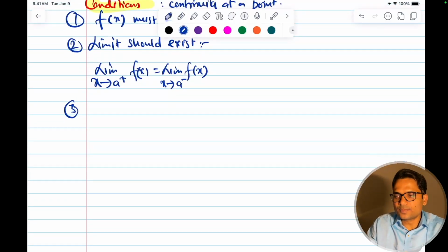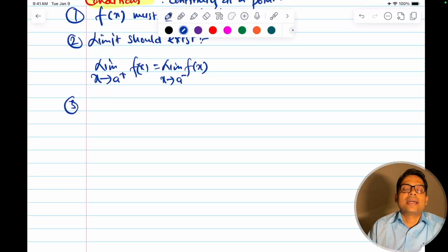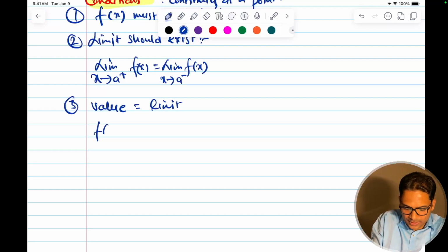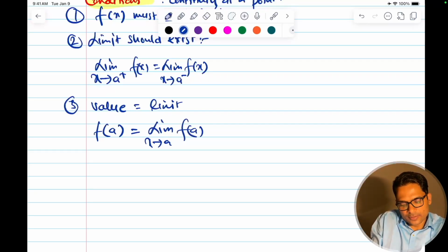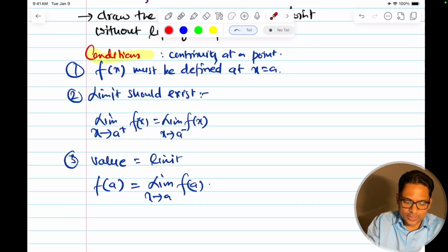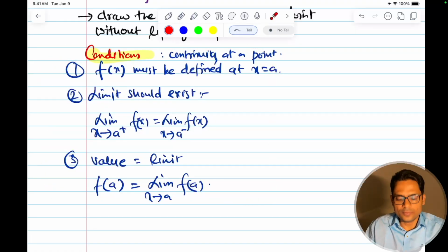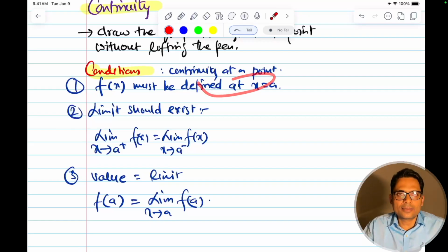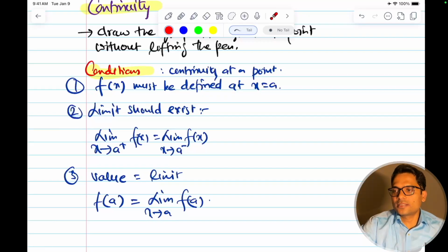And the third point is that the value of the function at that point should be equal to the limit of the function. So what do I mean? The value must be equal to the limit at x equal to A. So f of A, that is the value of the function, should be equal to limit x tends to A of f of x. These are obvious, but this has to be clearly stated. So these are the three conditions for continuity. The important one is that the limit should exist, and the function should be defined at that point, which is the obvious thing.